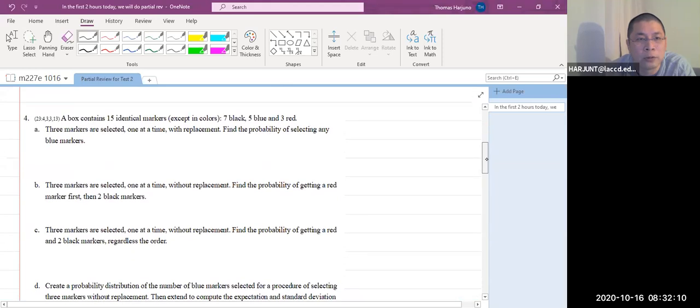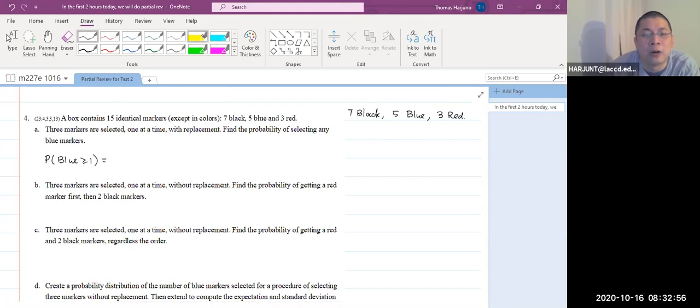Number four. There are 15 identical markers, except in colors. There are 7 black, 5 blues, and 3 red. 3 markers are selected, one at a time, with replacement. Find the probability of selecting any blue markers. So basically, probability of any blue markers means at least one blue marker.